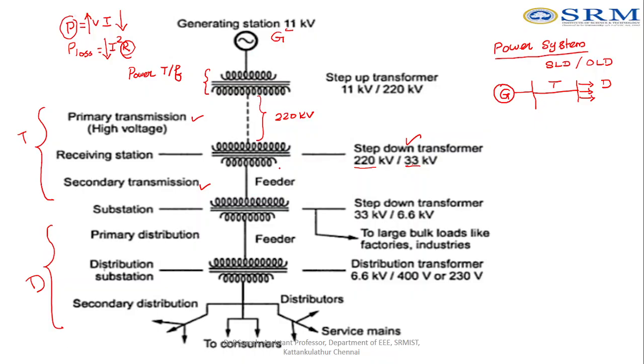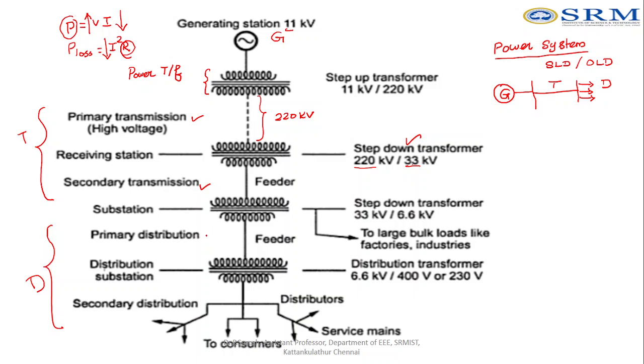So the transmission system is over. Now we are going to distribute the power among the consumers. Some consumers require higher voltage, some consumers require lower voltage. So based on the consumers, we are going to reduce the voltage and distribute it.